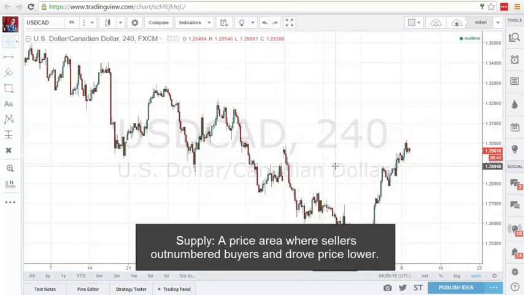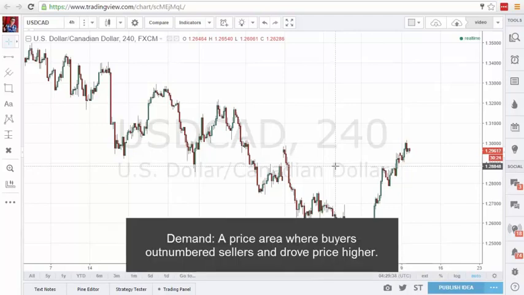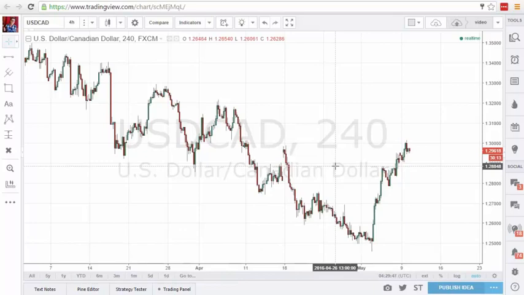Supply, as the name suggests, is an area or a price level in that case where there were more sellers than buyers, and this imbalance then caused prices to fall. On the opposite, if you have a demand zone and you have more demand than supply, then you have more buyers than sellers, and price will then rise until the balance has been reached again, and then price will consolidate again.